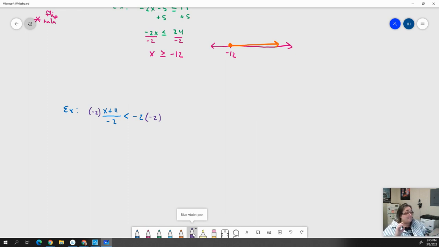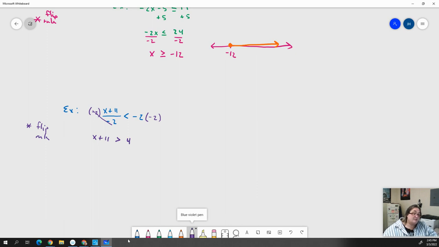Now, keep in mind, I am multiplying times a negative number, which means that we are going to have to use the flip rule, right? So the sign is going to flip on us here. These will cancel, and I'll be left with x plus 11 greater than 4.